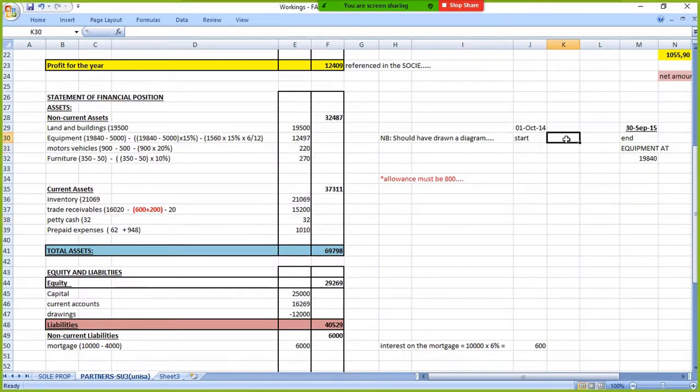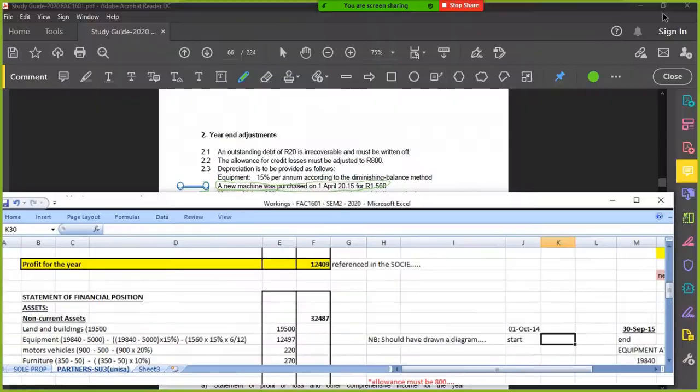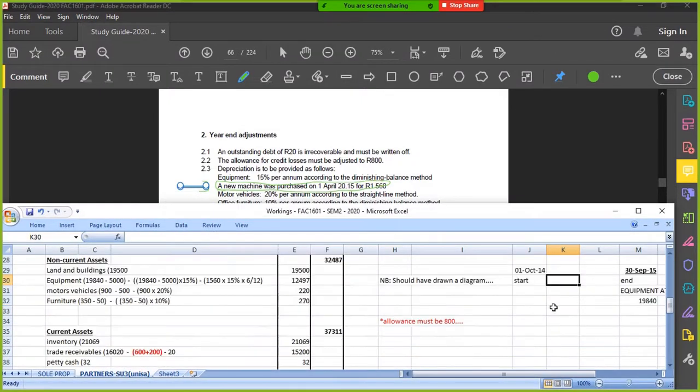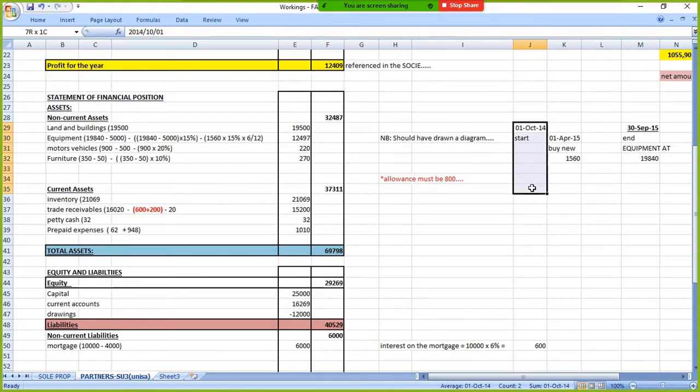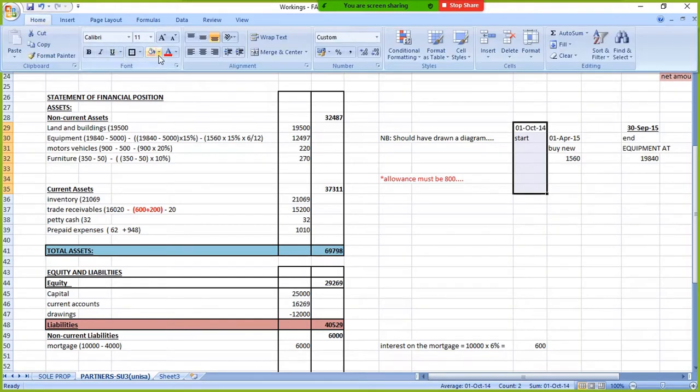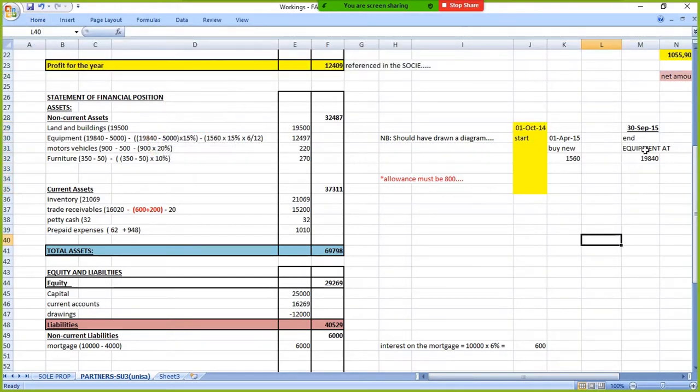So what was the date again? April. Okay, 1 April 15. Buy new. All right, 1560. So if you draw the diagram, you can see that the start balance needs to change. That's why I don't get the same answer as them. Okay, be careful. It was a mistake. I should have looked at this as a diagram. If that's the balance at the end, the balance at the start would have been the difference. Do you agree? That minus that.